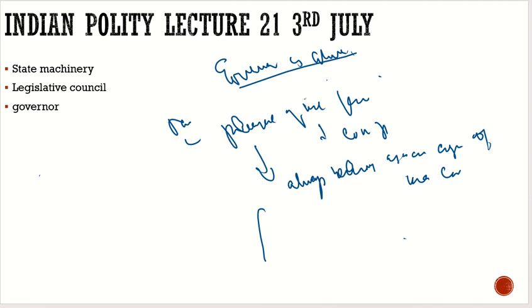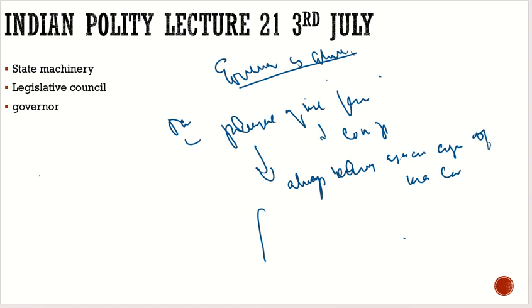But because of the volatility with respect to his post, his post is not that permanent. His term is not established by the constitution. Because of that, he always behaves as an agent of the center, and will walk in the way the center wants him to walk, and act in the way in which the center wants him to act. And because of this, because of his tenure, there is huge criticism against the governor.